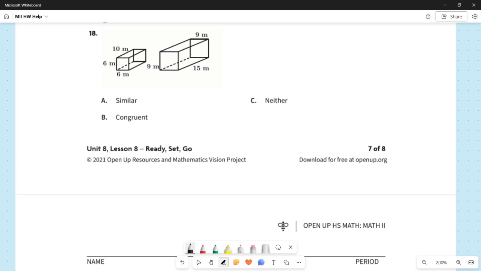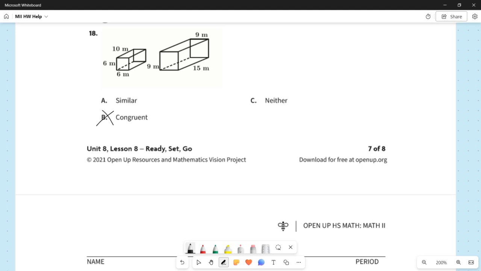18. So we have 2 rectangular prisms here, and either by looking at it visually or by looking at the numbers, it should hopefully be relatively obvious that this is not congruent. So remember, congruent means that they're identical. And these two boxes, they don't look identical and they don't have the same numbers. So they cannot be congruent.